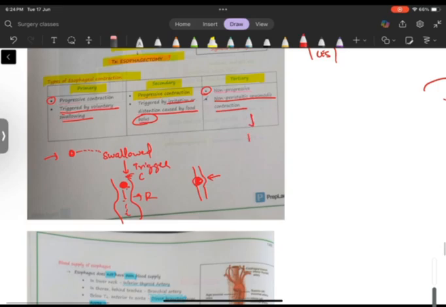This is pathological actually, not physiological. Okay, right? So these two are physiological. These two, primary contraction and secondary contraction, are physiological and they will help in movement of food from oral cavity to stomach, whereas tertiary, it is non-peristaltic, it is not helping in any way and it is a pathology.